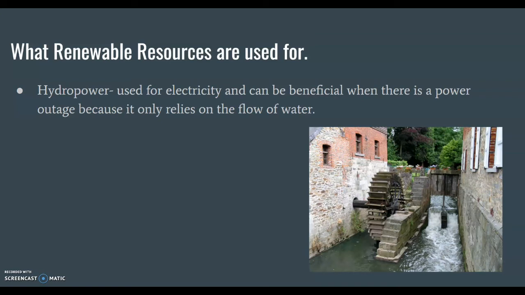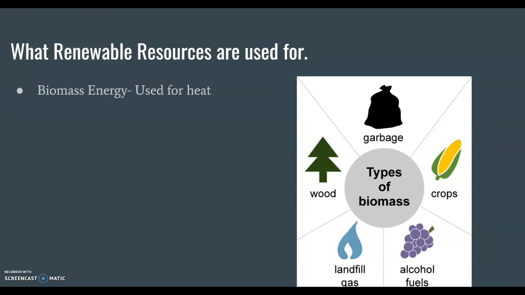Hydropower is also one of the oldest used renewable resources. As you can see, they used to use it in mills when making flour and things as the energy source for that. Biomass energy is primarily used for heat. It uses organic materials that come from plants or animals, like wood and sewage and ethanol. Ethanol comes from corn and other plant materials, and it releases heat when it's burned. So the heat is used for the energy.